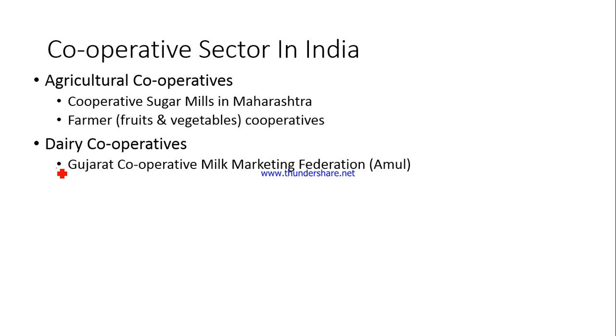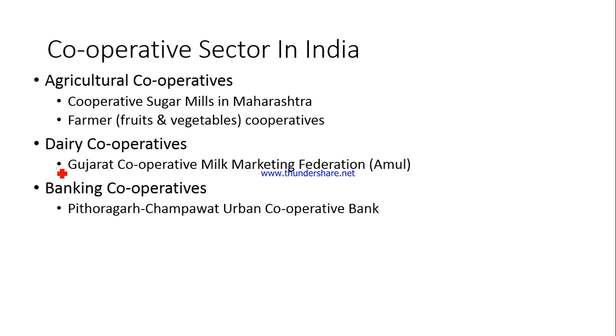So this is an example of a dairy cooperative. Another example could be Aanchal, which is working in different districts in Uttarakhand, and this is also an example of a dairy cooperative. Then we have banking cooperatives also, wherein people pool up their resources. For example, as in the case of Pithoragarh Champawat Urban Cooperative Bank, people pool in their resources.